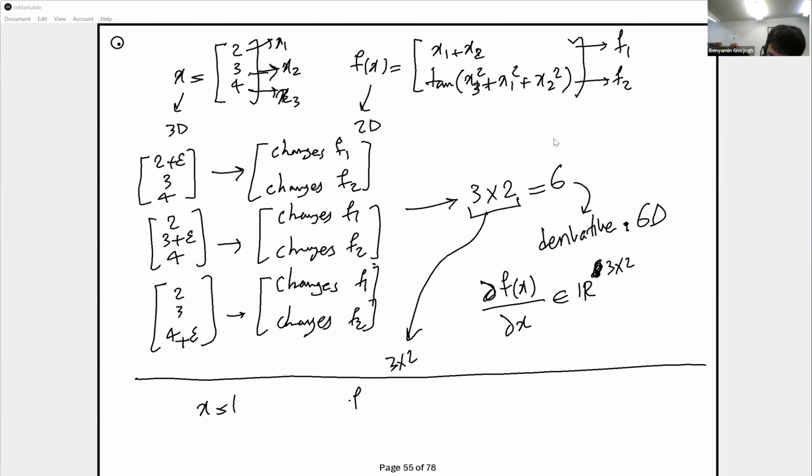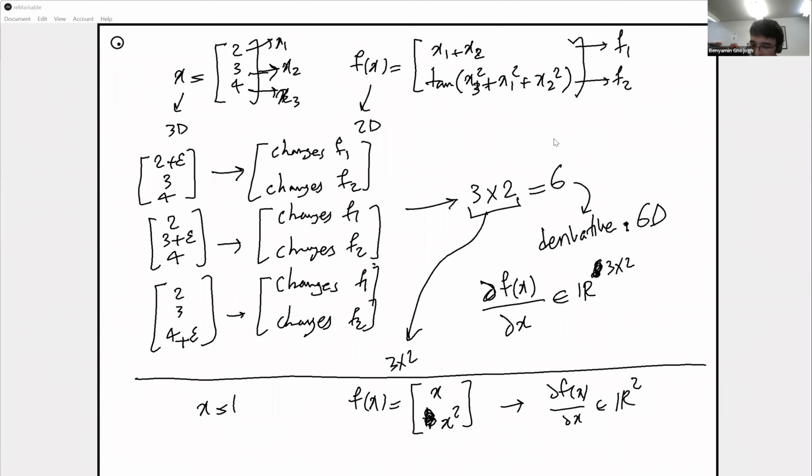X is a scalar, however, f of x is a vector, x and x2, right? This input is a scalar, output is a vector. So the derivative of this is a vector. Derivative of a vector with respect to a scalar is a vector. Derivative of a scalar with respect to a vector is also a vector. Derivative of a vector with respect to another vector is a matrix.